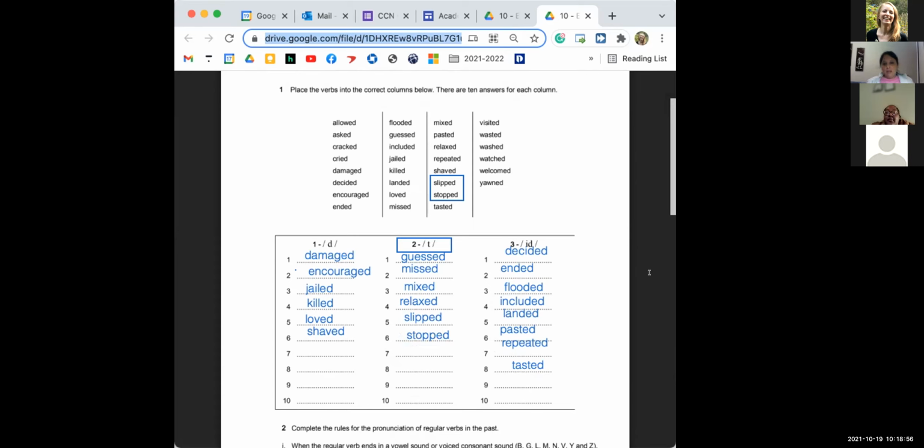Visited. Visited. Visited. First one. Visited. The third column, the last column. Yes, you are right. It ends in T, so it gets the extra syllable.